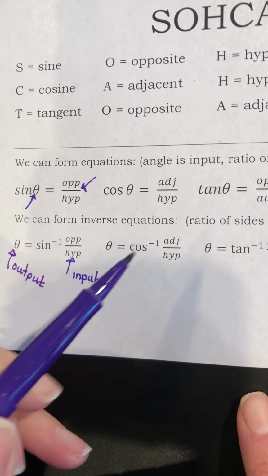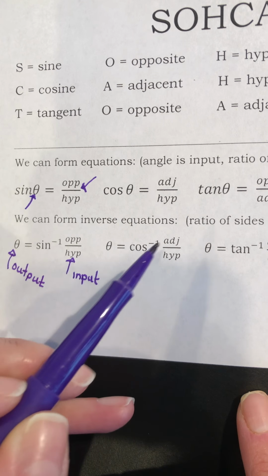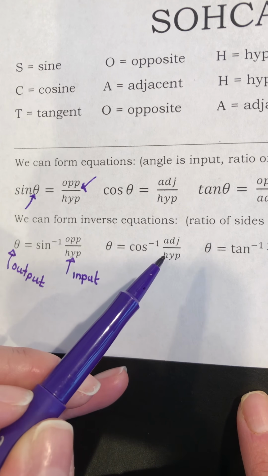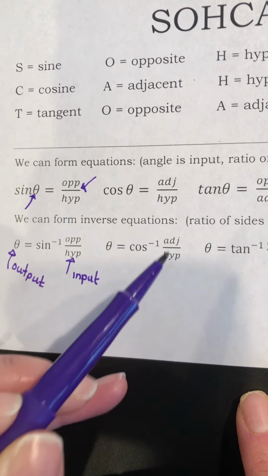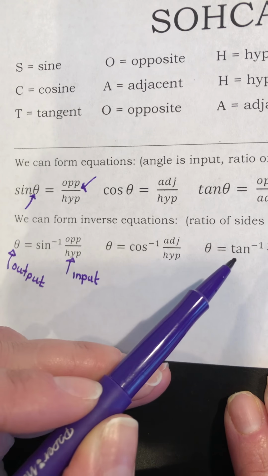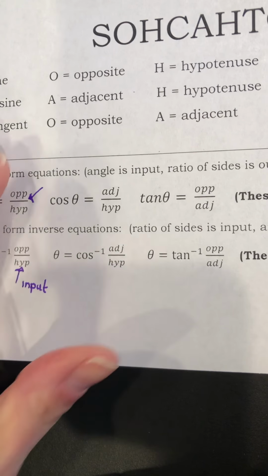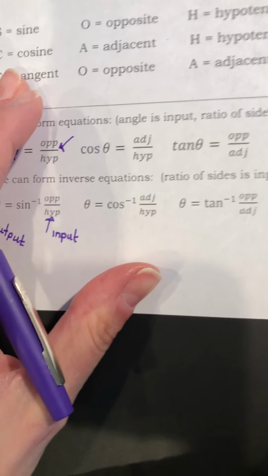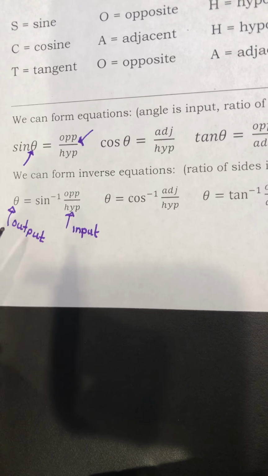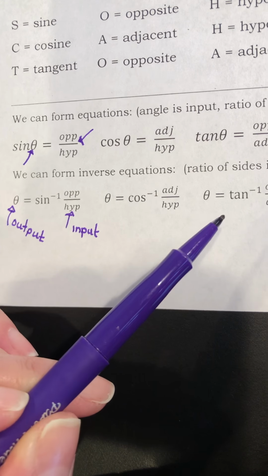All right, so we have inverse cosine. Again, cosine is adjacent over hypotenuse, similar to the top formula. Theta equals inverse tangent of opposite over adjacent. And the bottom formulas here that we talked about are going to help us find missing angles.